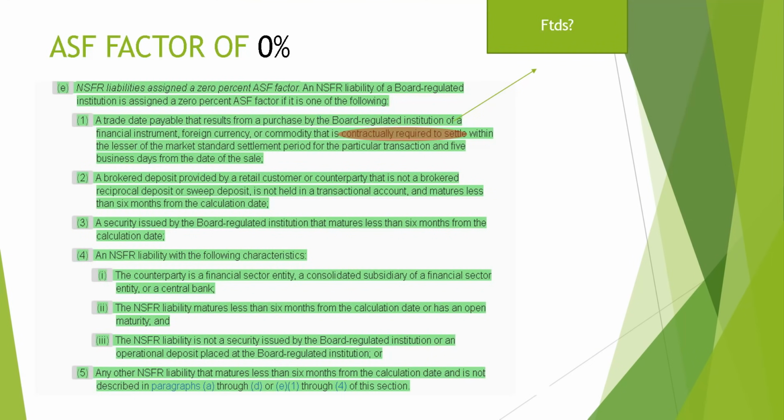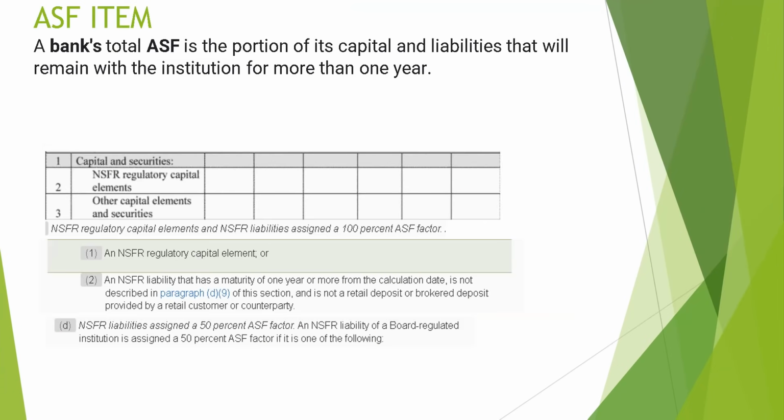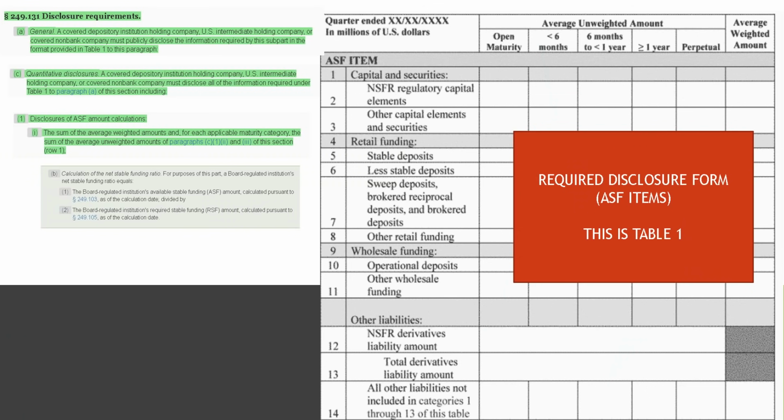Now, a factor of 0%. Check out number 1, a trade date payable that results from a purchase by the board regulated institution of a financial instrument, foreign currency, or commodity that is contractually required to settle within the lesser of the market standard settlement period for the particular transaction and 5 business days from the date of sale. So FTDs, tits jacked, don't know, but yeah, you can see everything's highlighted in green because it's all newly added language. So this is just a third of it.